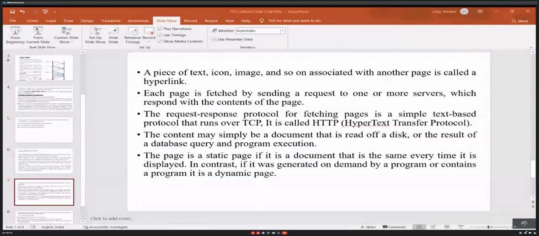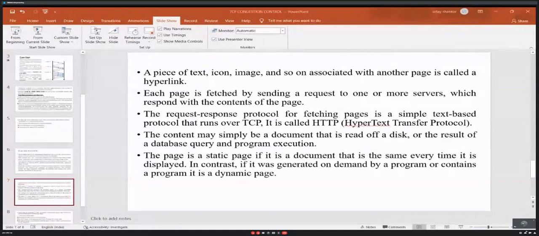It can contain some text data or image or icon or something else like that, and each page is fetched by sending a request to one or more servers which respond with the contents of the page. For example, on a Google server, whenever you type some link or request some content, a request is sent to the particular server, and the server replies back with the content requested. We call this a request-response protocol.